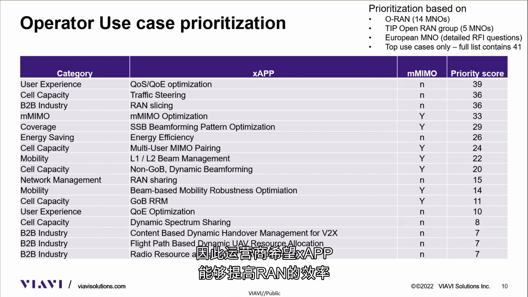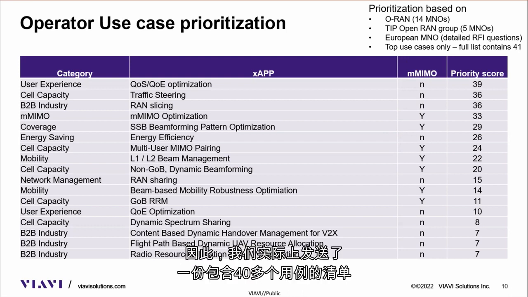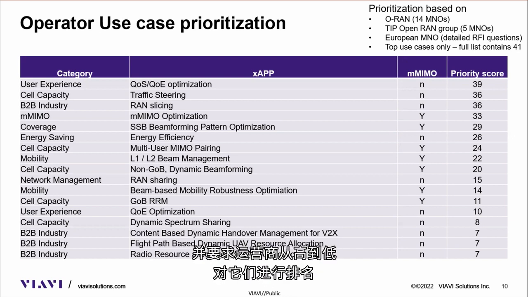Now, what drives the development of these xApps is actually operator driven. So operators will want xApps that make the RAN more efficient, that will make the user experience better, that will reduce energy consumption, that will maximize spectrum use, that will maybe anticipate some kind of signaling storm or attack. Basically, the list goes on and on. So we, in fact, sent out a list of over 40 use cases and asked operators to rank them from highest to lowest. And on screen, you can see the top 17 use cases that they picked.